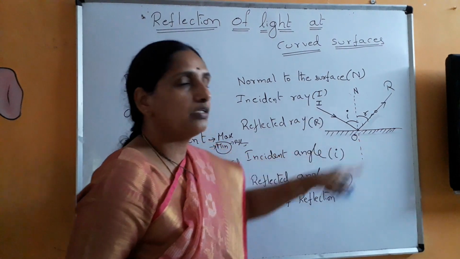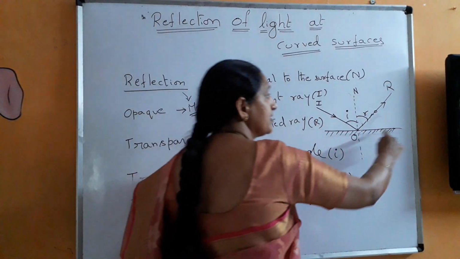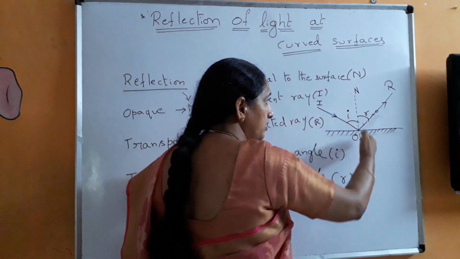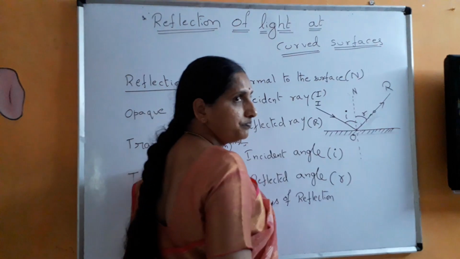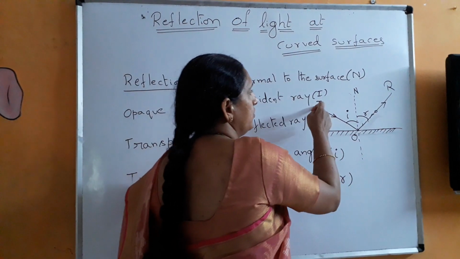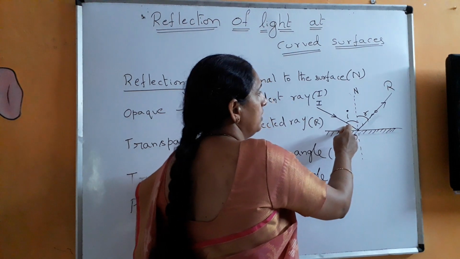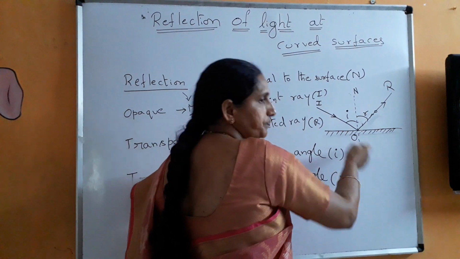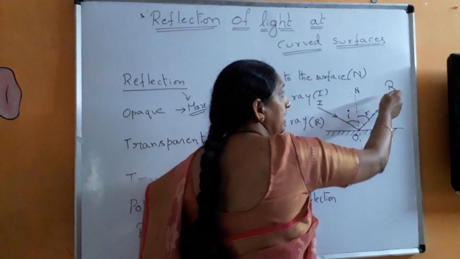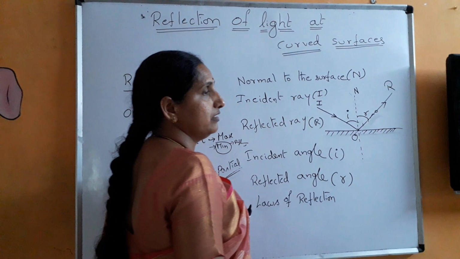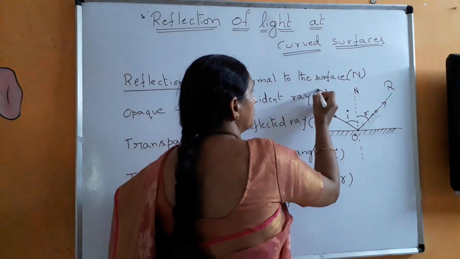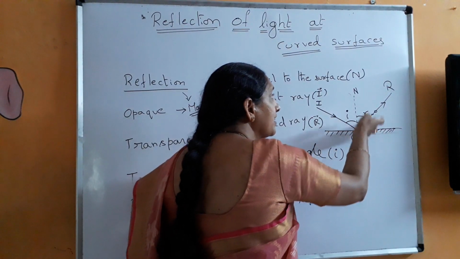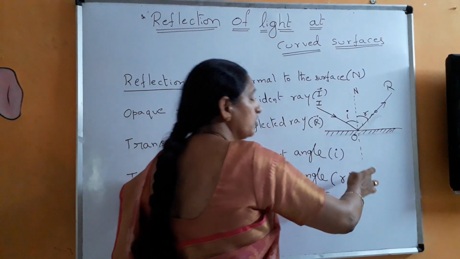Now you can see the picture. I have taken a mirror as my surface, right? And I imagined the normal passing through point O, and my ray of incidence is IO, which is making an angle of incidence, small i, with the normal. The reflected ray is represented by capital R here, and this is making an angle of small r with the normal.